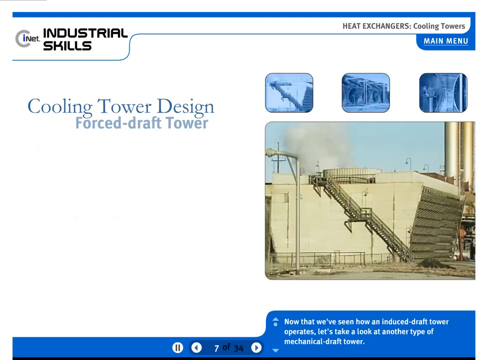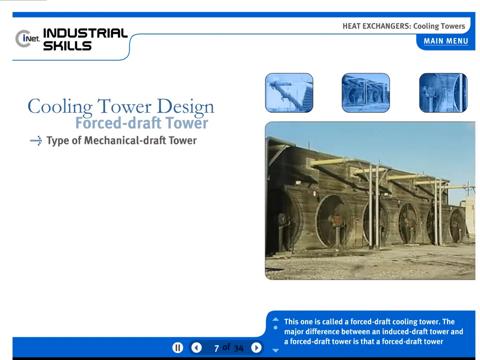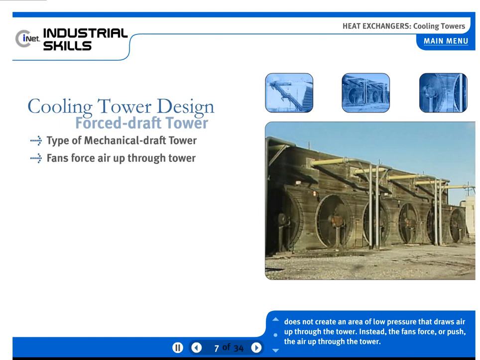Now that we've seen how an induced draft tower operates, let's take a look at another type of mechanical draft tower. This one is called a forced draft cooling tower. The major difference between an induced draft tower and a forced draft tower is that a forced draft tower does not create an area of low pressure that draws air up through the tower. Instead, the fans force or push the air up through the tower.